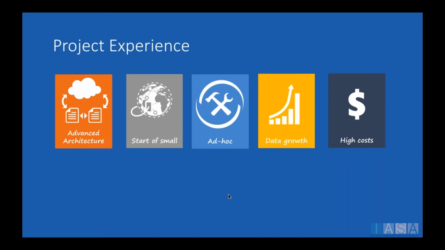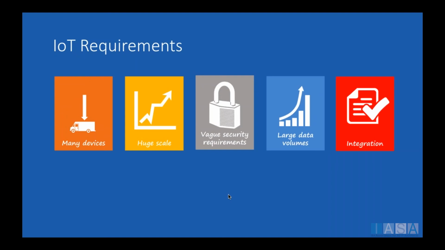So we start off and we build them in this ad hoc nature rather than having a plan from the start. The thing that makes IoT projects different are the requirements. So we have many devices. We have a huge scale. We have very vague security requirements, and even vaguer security solutions, we could say. Large volumes of data, and a whole lot of integration, very often integration to back-end systems that have never been built to cope with the kind of volume of data that flows from all of these devices.